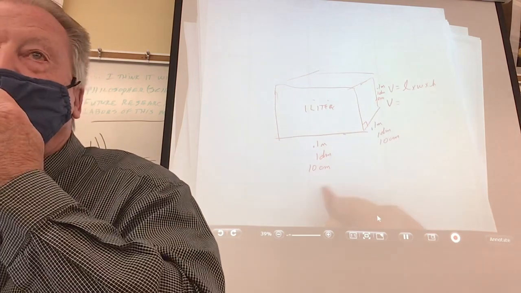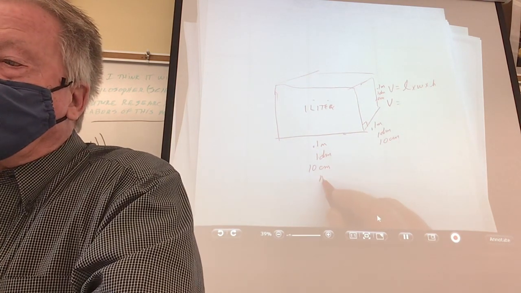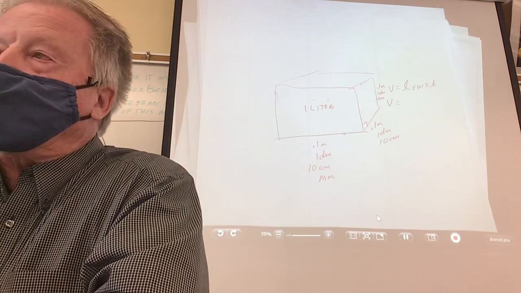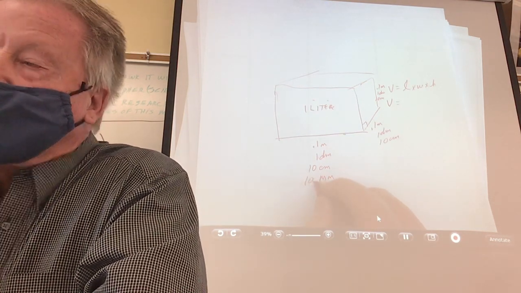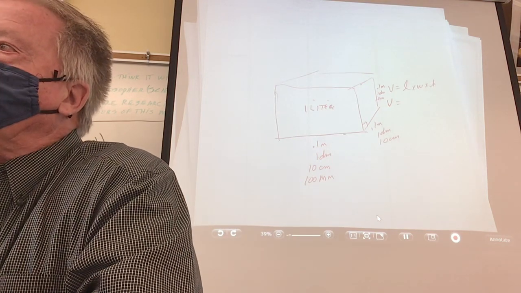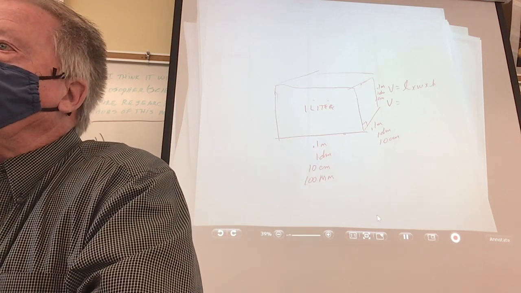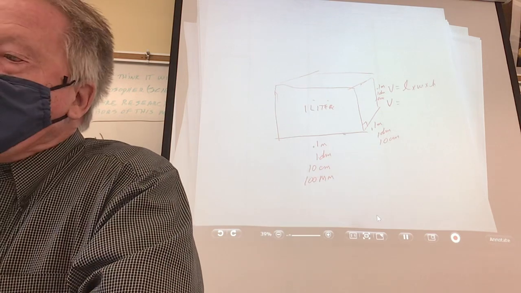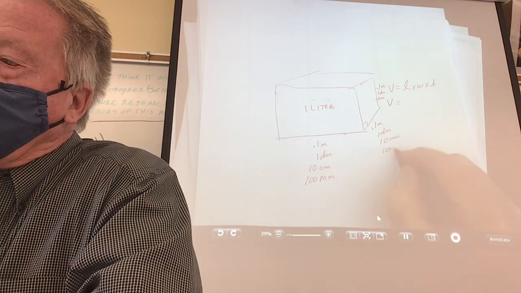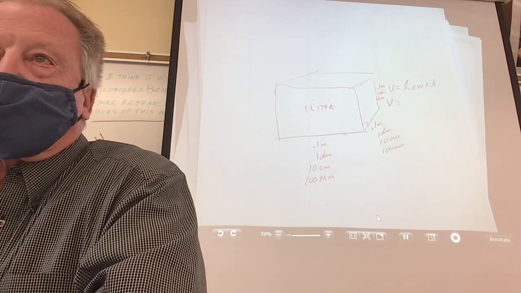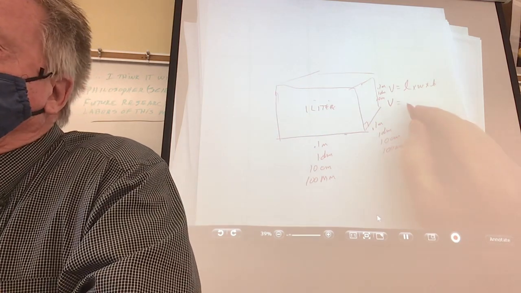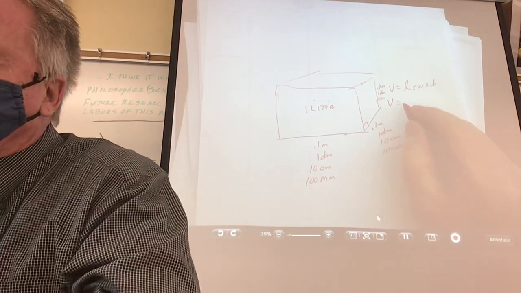Okay, let's go down a little bit further. How many millimeters across is this box? 100. And now you caught on to the pattern. You see why I spent time with that chart? It makes so much sense. Okay, that's far enough for right now. So now you could tell me many ways to represent this box.